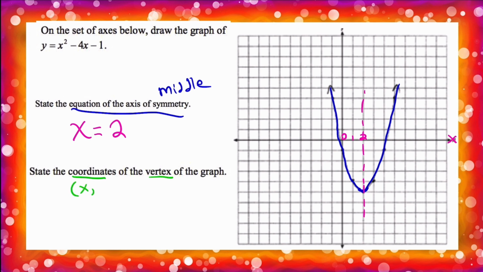State the coordinates of the vertex. Coordinates look like this, an x value, comma, a y value. The vertex is the top or bottom point. In this case, we have a bottom point. To get the coordinates of the vertex, it's easy to get the x value because it's the same one for my axis of symmetry. So that'll be 2, comma, and then the y value, I just go to the y-axis, which is this guy right there. If this is 0 and I'm going down, it's -1, -2, -3, -4, -5. So 2, comma, -5 would be the coordinates of my vertex.